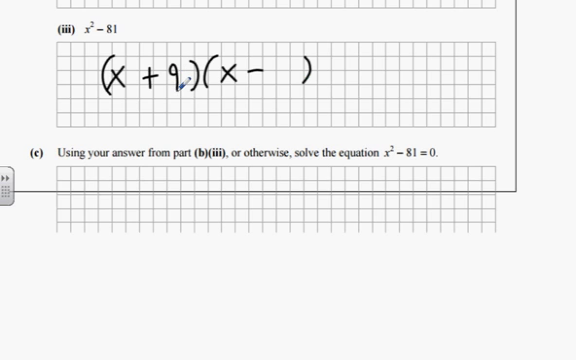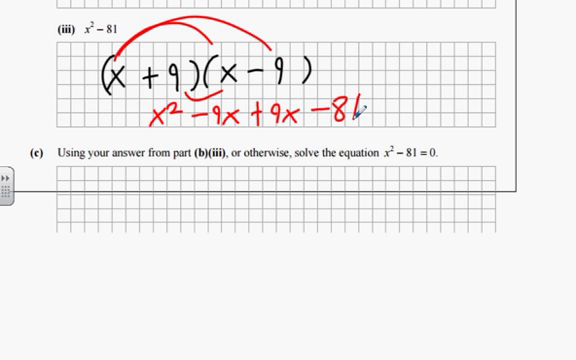How do I check that, Ryan? You multiply it back out. x squared minus 9x plus 9x, minus 9 times 9, which is 81. The 9x terms in the middle cancel, and you're left with x squared minus 81, the same answer, so you know you're right. Are we cool with that? Okay. It then says, using one of your answers in part 3 or otherwise, solve this equation.